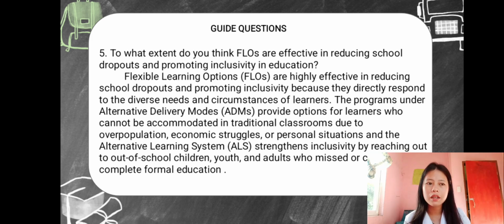Alternative learning system or ALS strengthens inclusivity by reaching out to out-of-school children, youth, and adults who missed or could not complete formal education. So, ang alternative learning system is capable siya sa katong wala bitaw naka-eskwela or wala nakapadayon sa ilang eskwela or formal education. So, maka-eskwela sila og ALS para still mapursige nila ang ilang education.